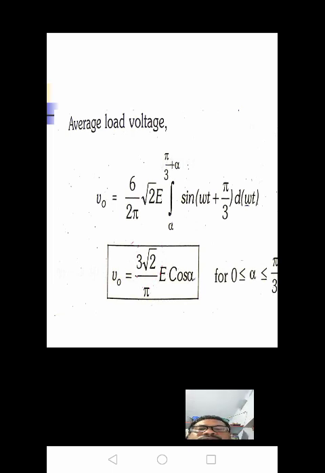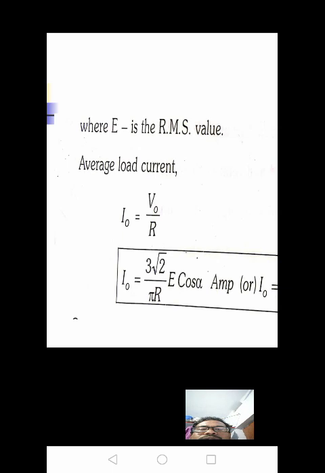Finally, the output voltage is 3 into root 2 by pi into E into cos alpha, for alpha in between 0 less than or equal to alpha less than or equal to pi by 3, where E is the RMS value. Average load current I0 equals V0 by R. I0 equals 3 into root 2 into E by pi into R into cos alpha amperes.